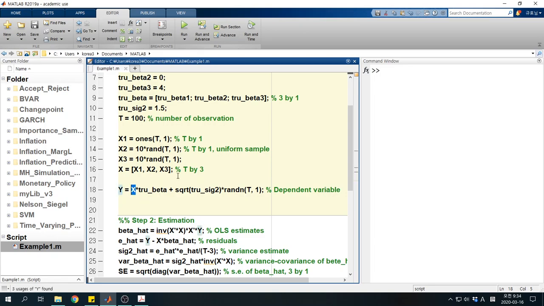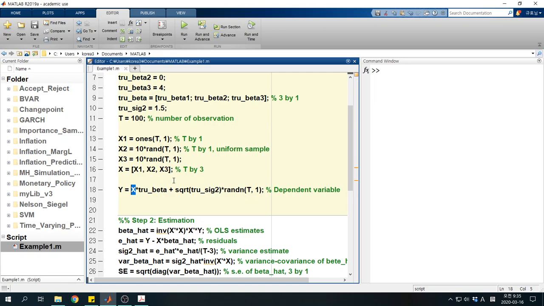X is what? Capital T by 3. True beta is 3 by 1. This is T by 3, 3 by 1, right? That's why this multiplication is operable, right? And sigma square is 1.5. This is variance, but if you try to make the error terms' variance equal 1.5, then the square root of sigma square should be multiplied, right? And then here is the random samples from the standard normal. So this is how we generate the dependent variables, right?